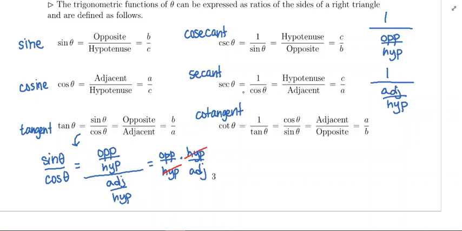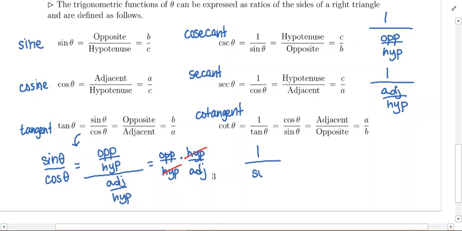Last trig function is cotangent. It's related to tangent. It's defined as 1 over the tangent of theta. So what you're doing here is 1 over tangent. Tangent of theta is sine theta over cosine theta. So again, if you have 1 over a fraction, it's just going to flip the fraction, so it's going to become cosine theta over sine theta.